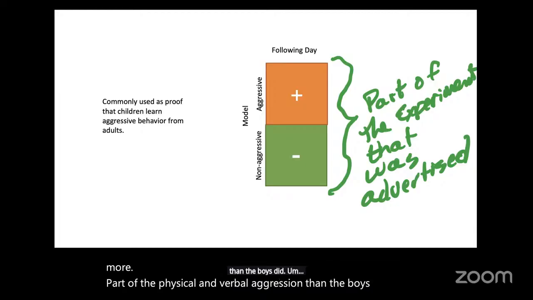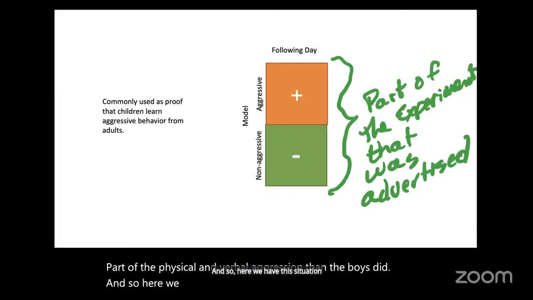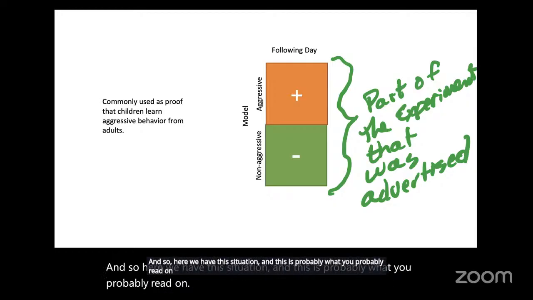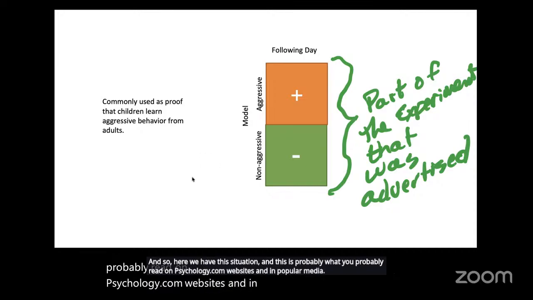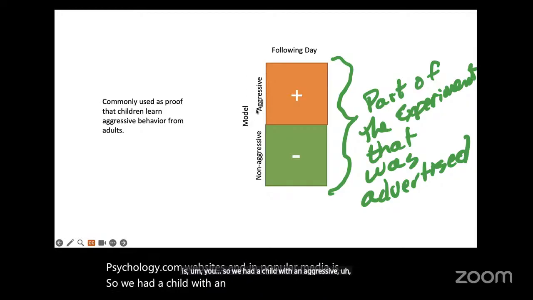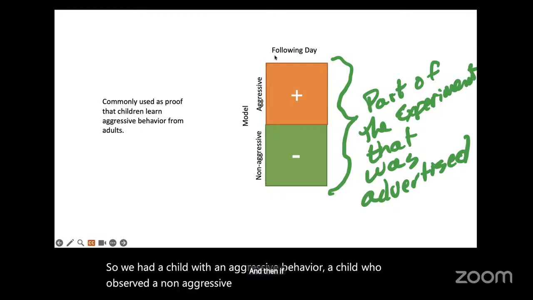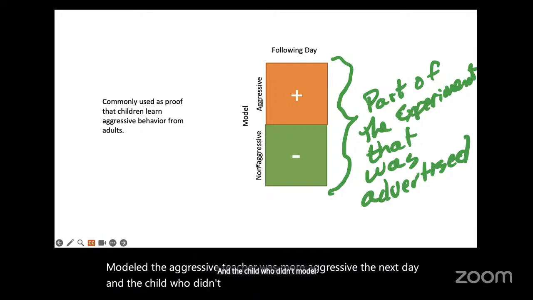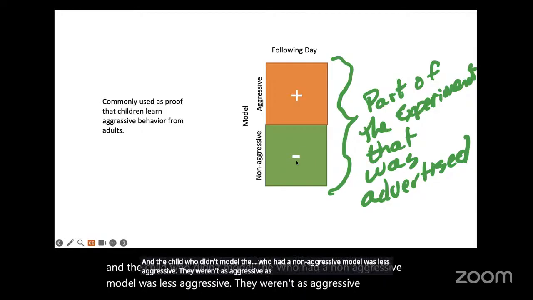And so here we have this situation, and this is probably what you read on psychology websites and in popular media. We had a child who observed an aggressive behavior, a child who observed a non-aggressive behavior, and if you've listened to popular media, it said that the child who saw the aggressive model was more aggressive the next day, and the child who had a non-aggressive model was less aggressive. They weren't as aggressive as the other child.